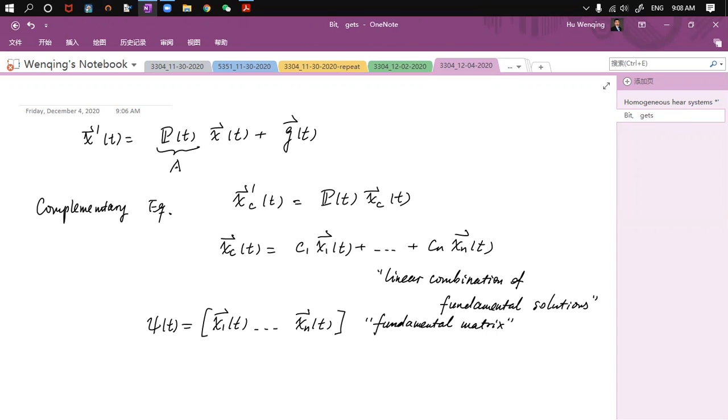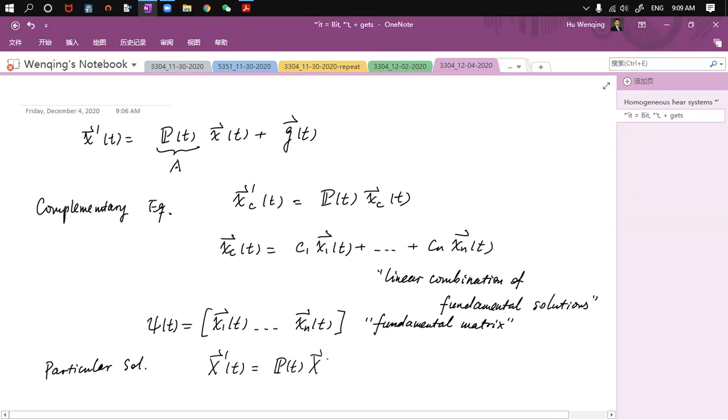So that's how you pass from the fundamental solutions to the fundamental matrix. We talked about it last time. Now, once you have the complementary solution, you're going to consider a particular solution. That means capital X prime of t is just a particular solution of the non-homogeneous system. So that means x prime of t is equal to P(t)x(t) plus g of t.